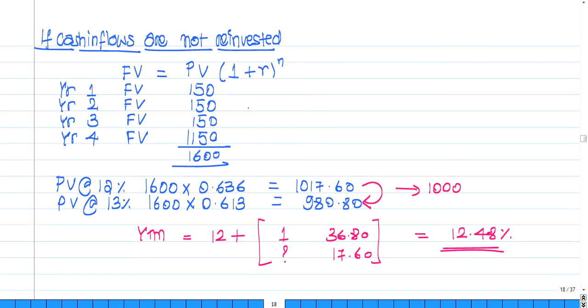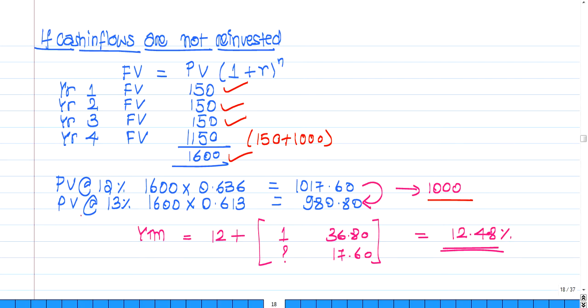If the cash inflows are not reinvested, you will get 150 first year, second year 150, third year 150, fourth year 150 plus principal amount 1000, you will end up with 1600. So at 12% you will get 1070.60. Again we have to stop at 1000.